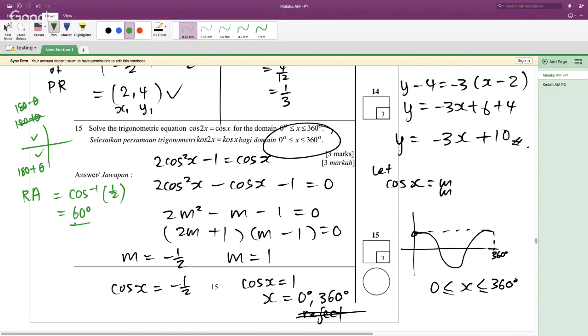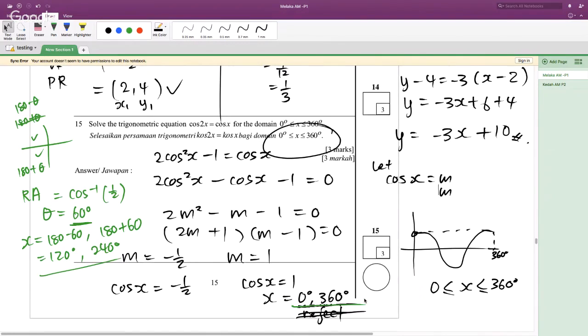So my reference angle right now is 60 degree. So I know my x is 180 minus 60 and 180 plus 60, because in these two quadrants, cos is negative. So I will get 120 and 240. So these are 2 answers of x, and you have another 2 answers of x. So in total, your x should have 4 answers here.